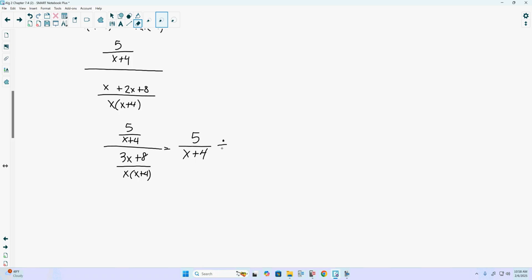Is the first main step. Now the second main step is to rewrite this fraction as the numerator, the top of it, divided by the bottom, the numerator divided by the denominator.